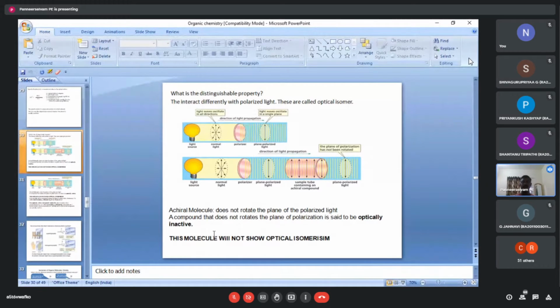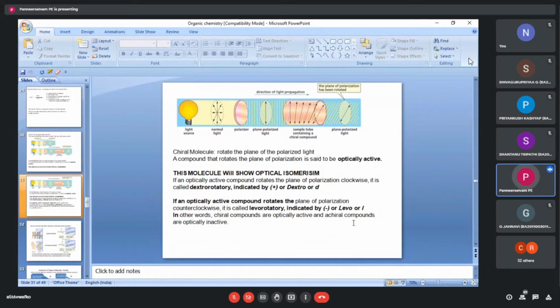So the achiral molecule, not a chiral molecule: in an achiral molecule, any two atoms or functional groups are identical. It does not rotate the plane polarized light. This is optically inactive. You see a plane polarization movement, that is known as an optically active compound. This is a chiral carbon.